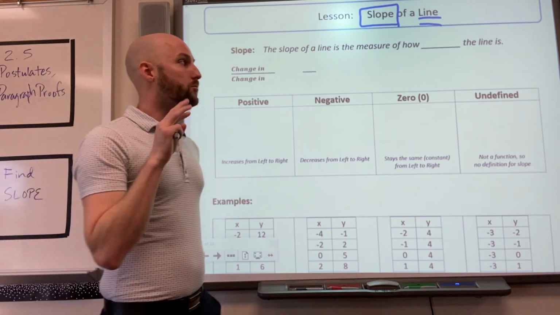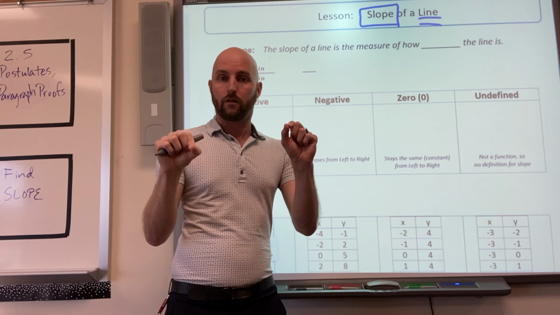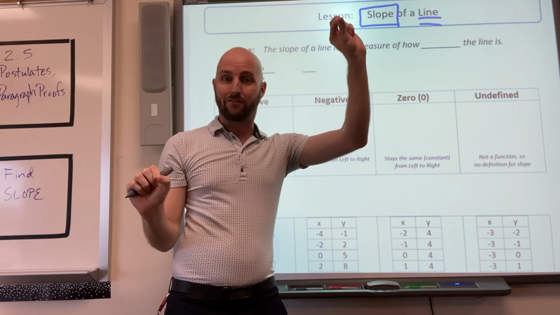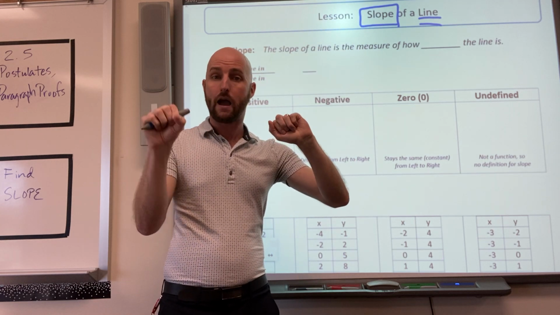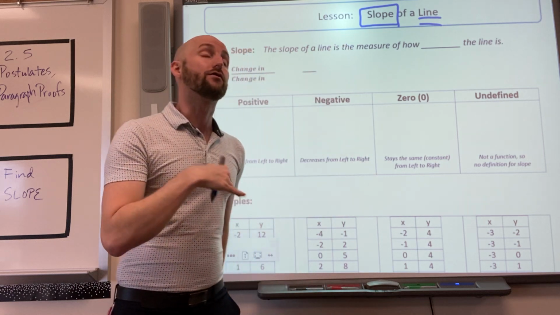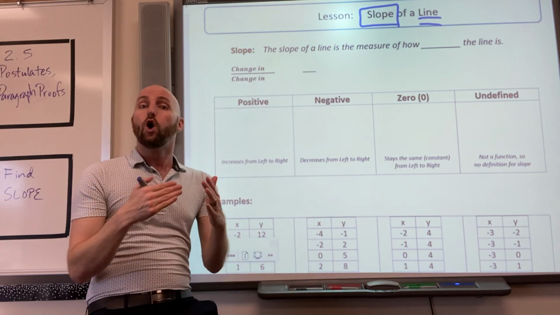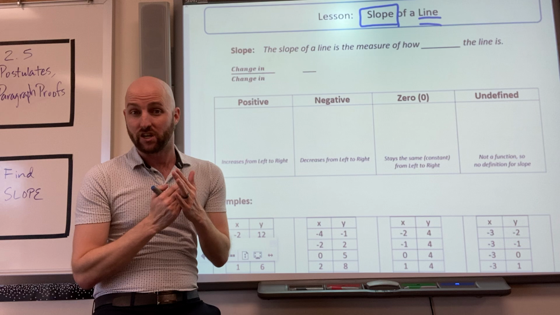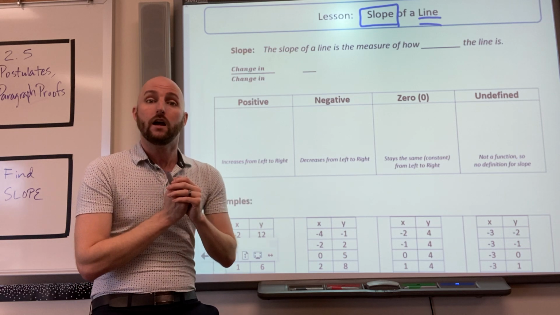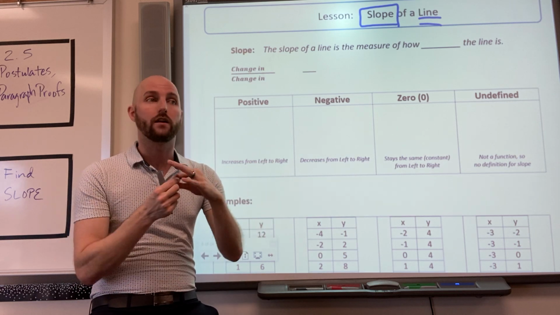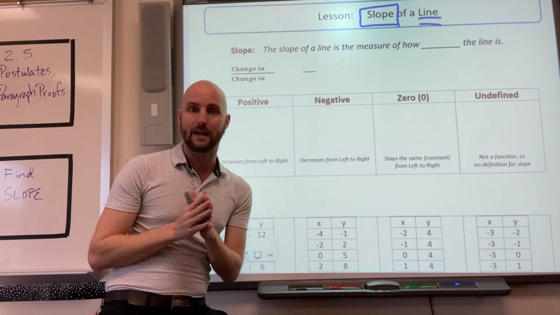Okay? So los últimos días practicamos de cómo graficar una línea. So the last couple of days we've learned how to graph a line. Soon we're going to ask you what is the equation. Okay, muy pronto vamos a preguntar cuál es la ecuación que hace cierta línea.